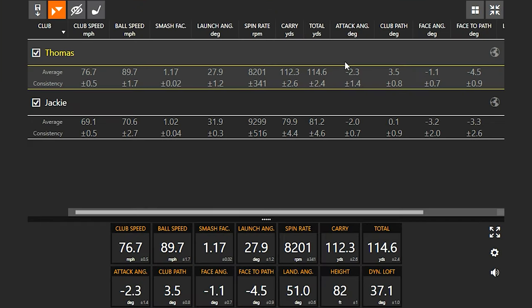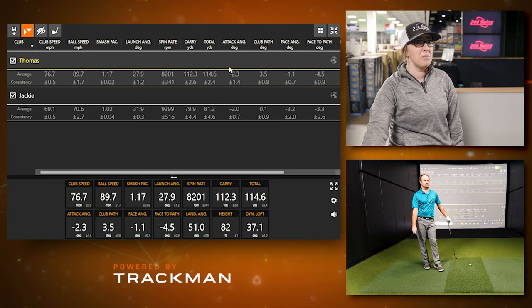Taking a look at this, it's 2 yards from carry to total, so it's not crazy rolling out or anything like that. Typically, if you're a little bit steeper, obviously you're going to stop the ball a little bit more. The ball's going to spin more. I don't think you'd want your attack angle to be more positive than what ours are right there. You'd get that and now you're rolling out 4, 5, 6 yards with a wedge. Not going to be a good thing.